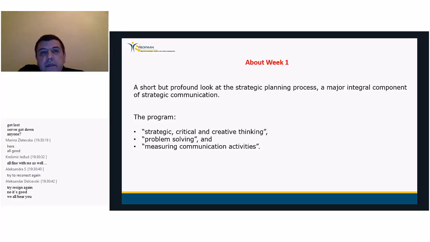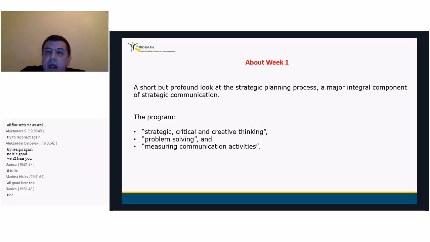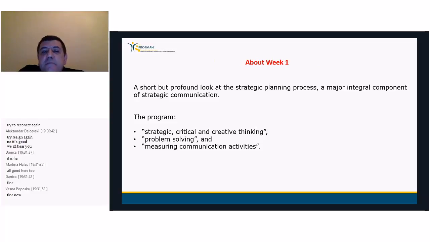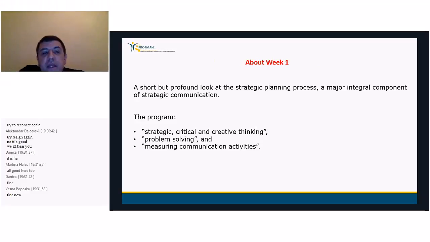And as for week 1, now we can start talking about the details of week 1. In this week, you'll have a short but profound look at the strategic planning process. This process is the major integral component of strategic communication. The major constituents of this process are setting goals, planning, creativity, and measurement. They are all examined throughout this week's program.